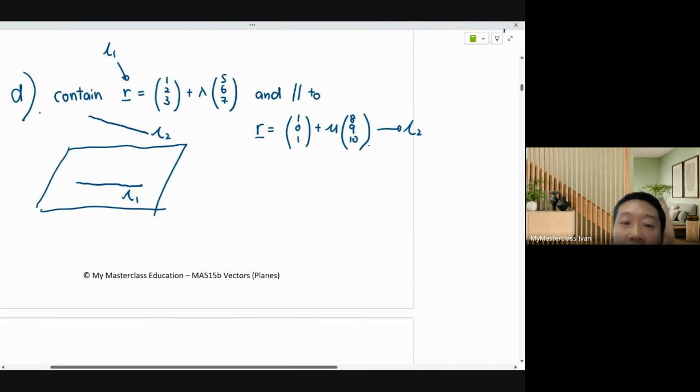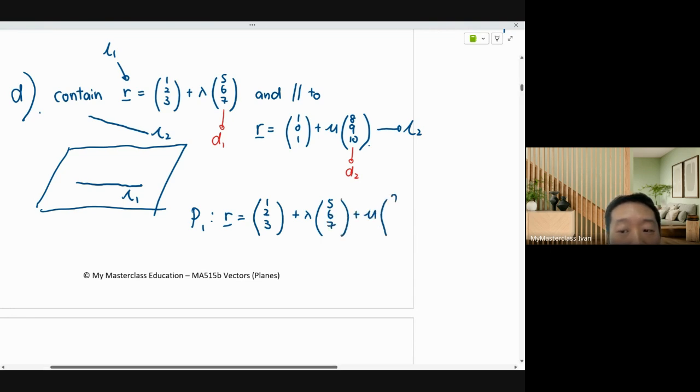Okay, yeah. So you can use the direction. This one, come write down. This is D1. This is D2. Okay, but the point you can only use 1, 2, 3. Understand or not? You cannot use 1, 0, 1 because 1, 0, 1 doesn't lie on the plane. Understand? Only 1, 2, 3 lies on the plane. So therefore P1 is R equals to 1, 2, 3 plus lambda 5, 6, 7 plus mu 8, 9, 10.